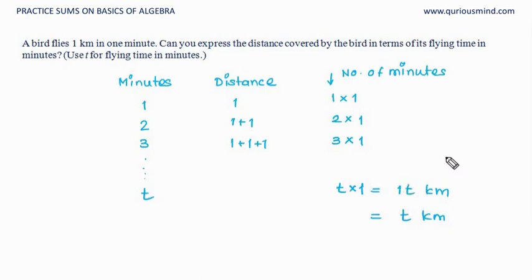1 into 10 is 10. 1 into 50 is 50. 1 into 100 is 100. So 1 into T is T. So the rule which we are getting is it will travel T kilometers in T minutes.